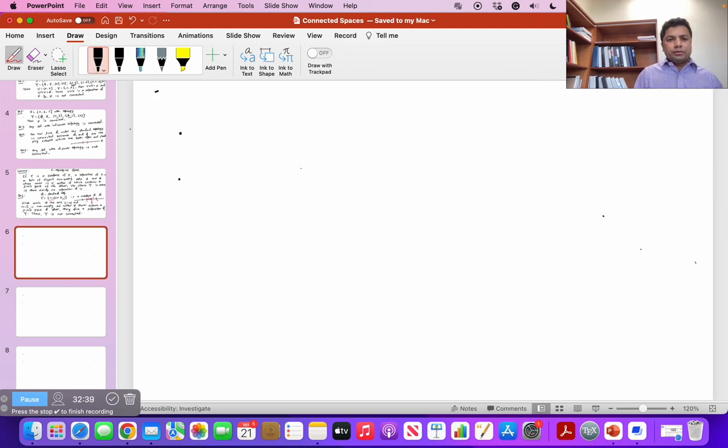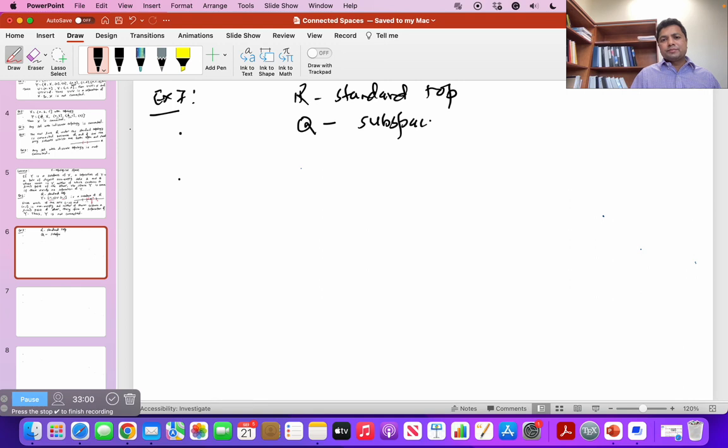Example number 7. Let's say R is the set of real numbers with the standard topology or order topology. They are the same thing. And let's say Q, the set of rational numbers, is a subspace of R. Now this Q, the set of rational numbers, is not connected.